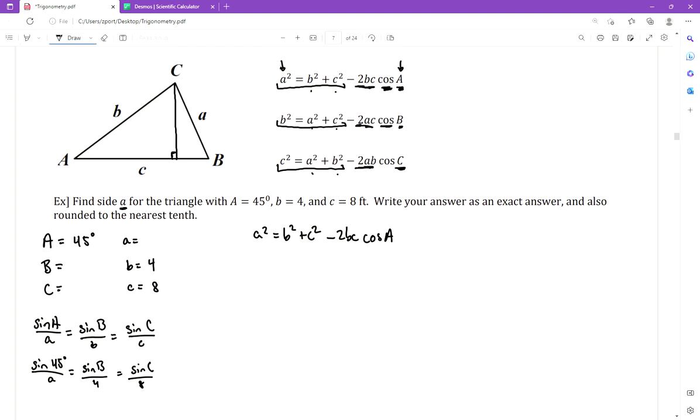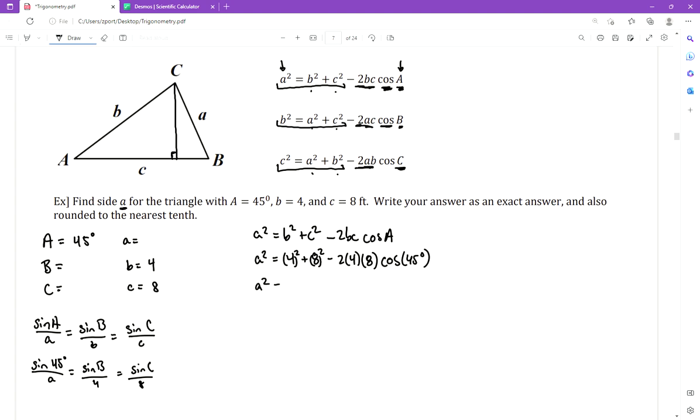And then we'll plug all that in. All right, so we've got a squared is what we're trying to find, or a is what we're trying to find eventually. B squared, we would have 4 squared, plus c squared is 8 squared, minus 2 times 4 times 8, and then cosine of 45 degrees. Okay, so we subbed all those in, and then now we'll work our way through it and simplify.